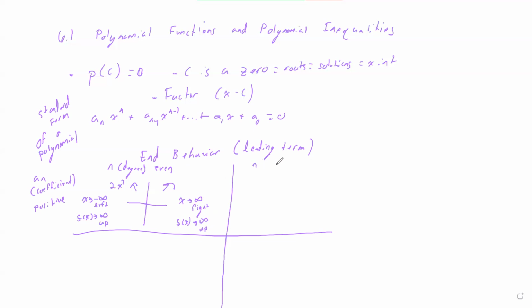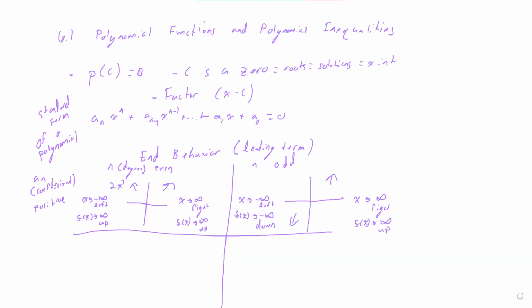If the n is odd, then it will resemble this. Let's try that again, and give myself plenty of room. Now, as x goes to the left, f of x will go down towards negative infinity. And as x goes to the right, f of x will go up as well.